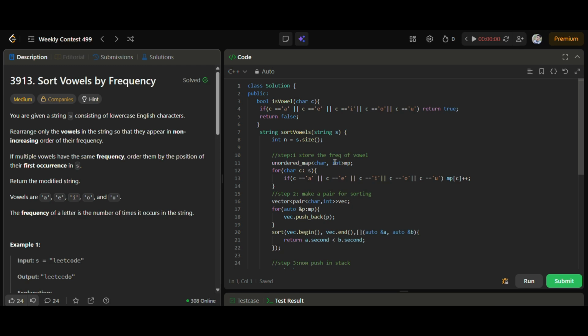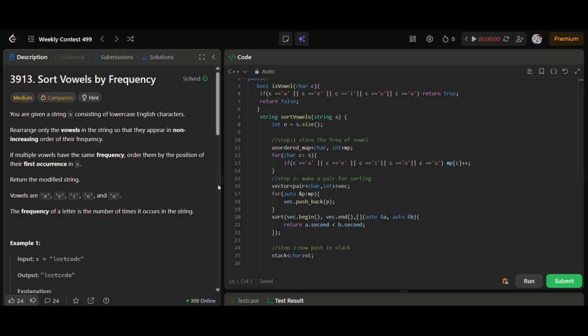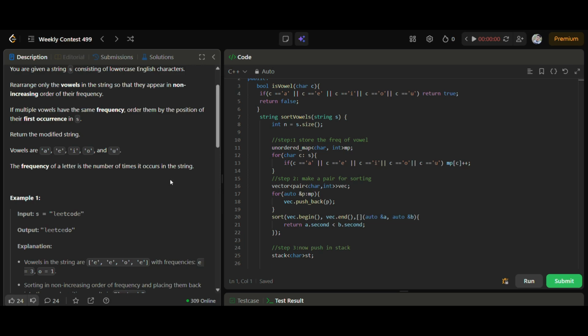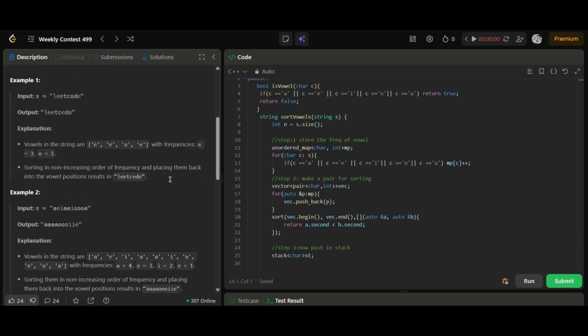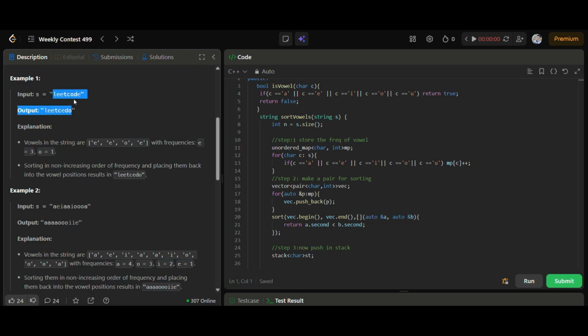If multiple vowels have the same frequency, order them by the position of their first occurrence in s, and return the modified string. Okay, AEIOU are my vowels, and frequency is how many times each occurs. So here see an example.